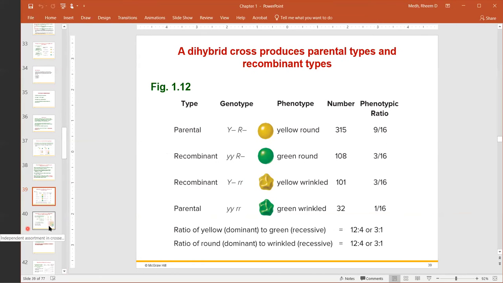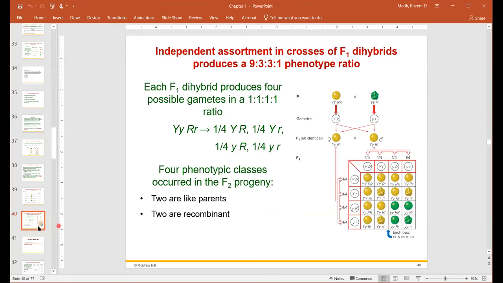Everybody okay with this material so far? So now you're doing this Punnett square, right? This is what you're used to doing, Punnett square.